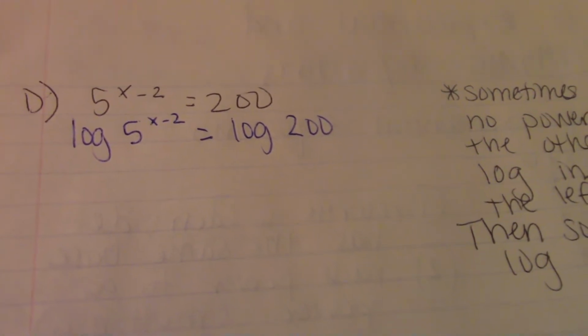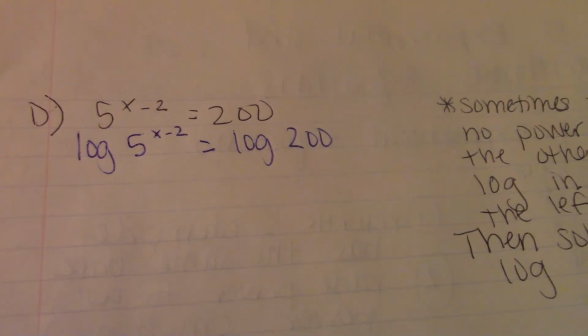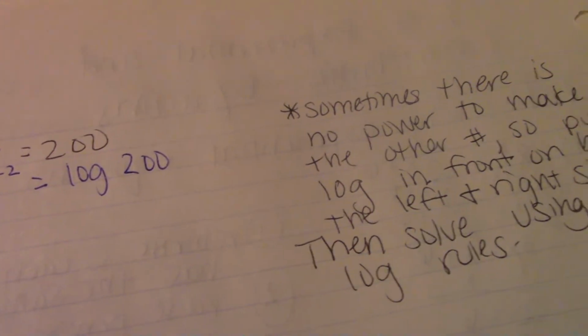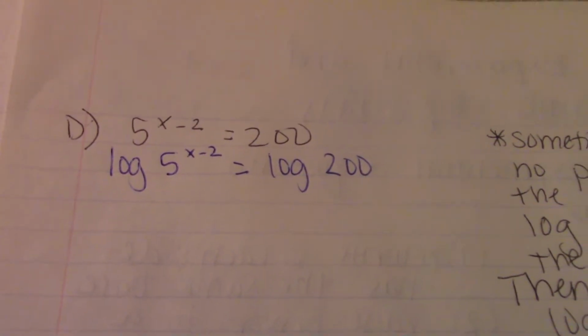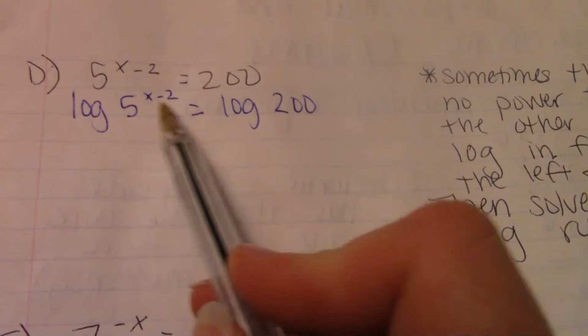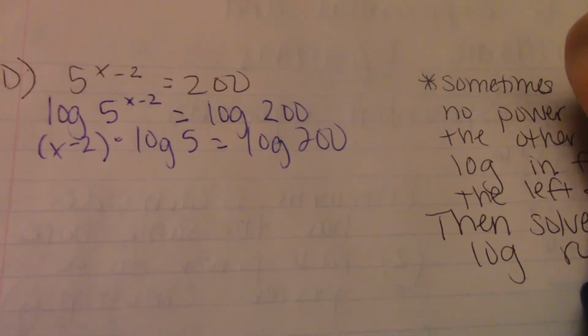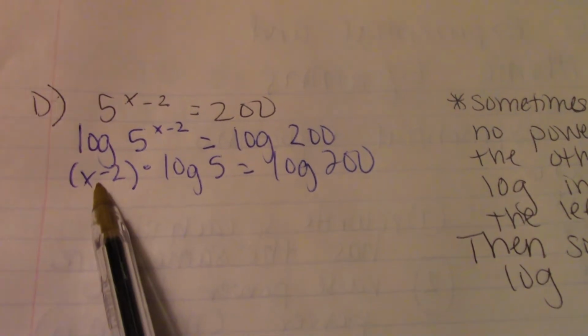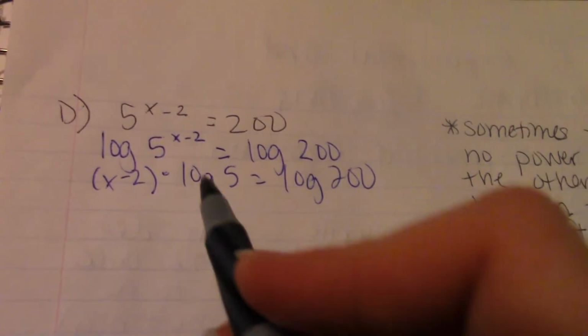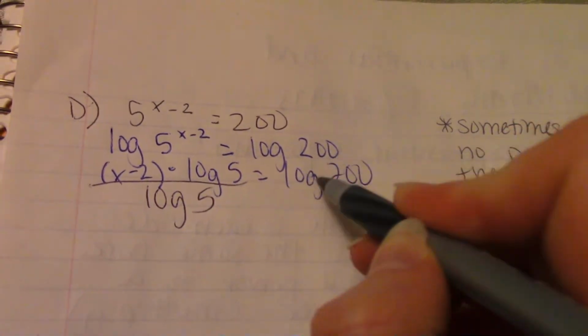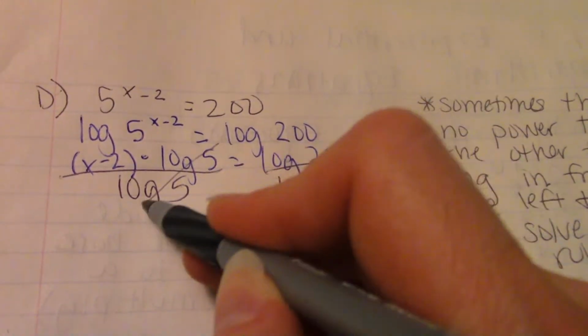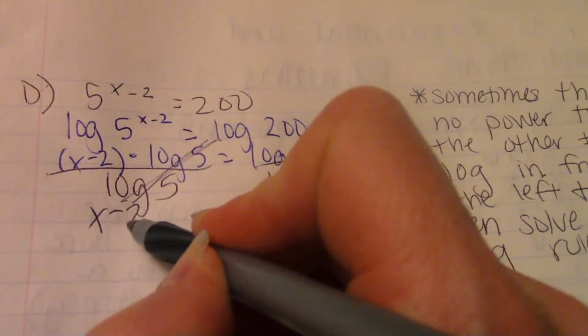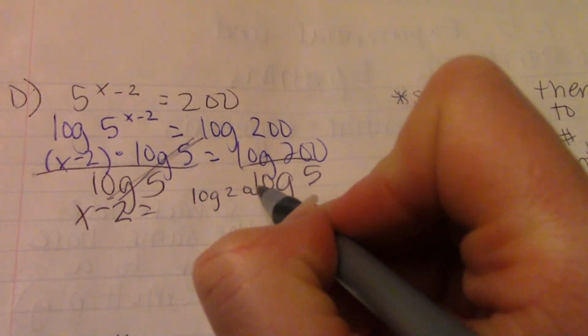So our log rules that we talked about are, remember, if they have an exponent, we take it and we move it out front. So this exponent, this x minus 2, all of this comes out front. So x minus 2 times that log 5 equals the log 200. We want to keep this x minus 2 for last because that's where the x is. So if that's times right there, we need to divide by our log 5. These cancel. So we have x minus 2 equals log 200 divided by log 5.